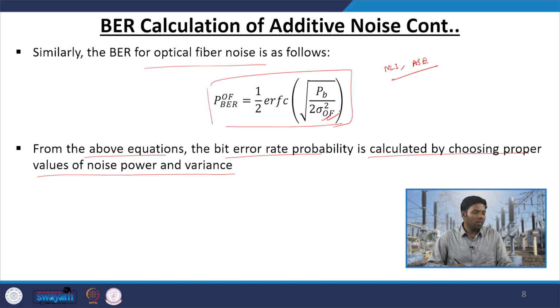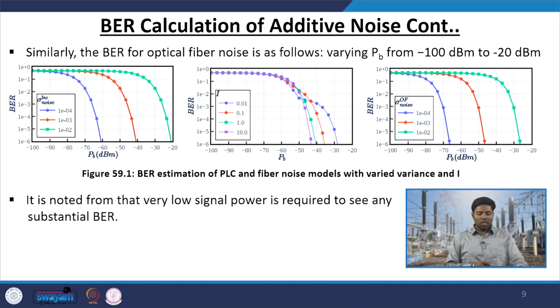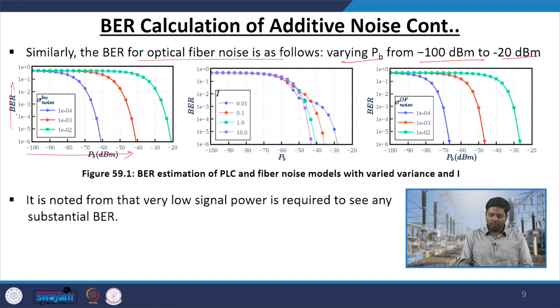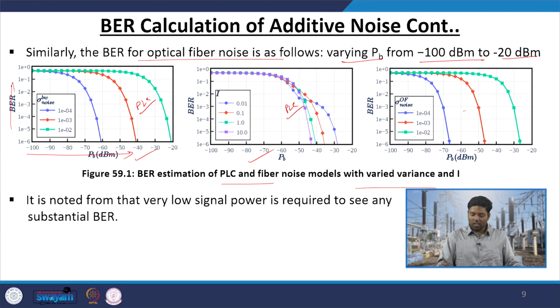you will get your bit error rate probability. So, we will see how we can do it. Vary the optical fiber noises as follows: vary the PB value from minus 100 dBm to minus 20 dBm, and this is your BER. Okay. So, this is for the PLC and the fiber noise model. The first two are for the PLC, and the last one is for optical fiber.